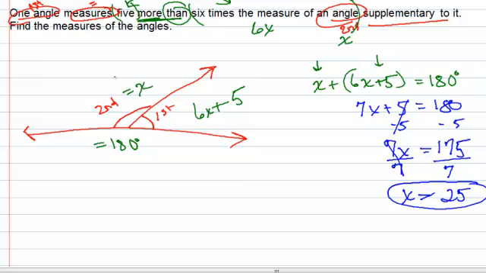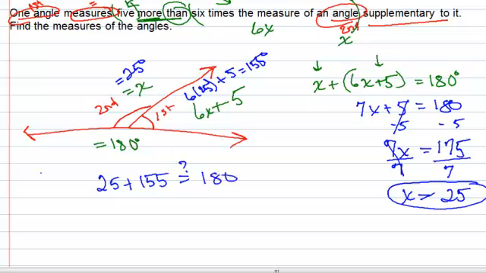So we go up here and we see that this second angle is equal to 25 degrees. And then we have to do the next one, which is 6 times 25 plus 5. So 6 times 25 is 150. 150 plus 5 is 155. So the question is, 25 plus 155, does that equal 180? And when we add these up, we see that it does. So we're good to go.